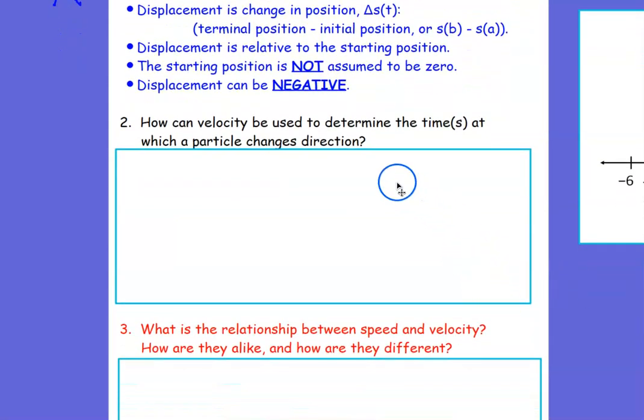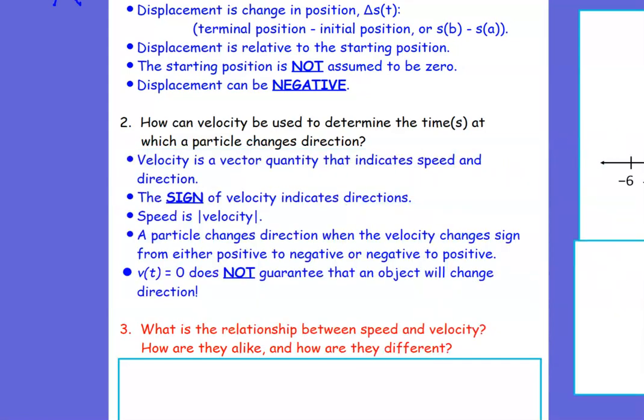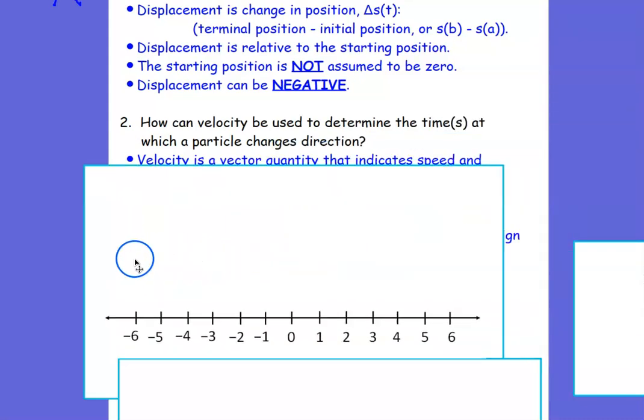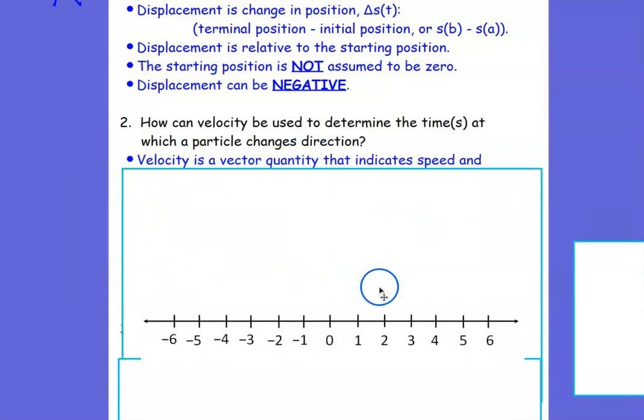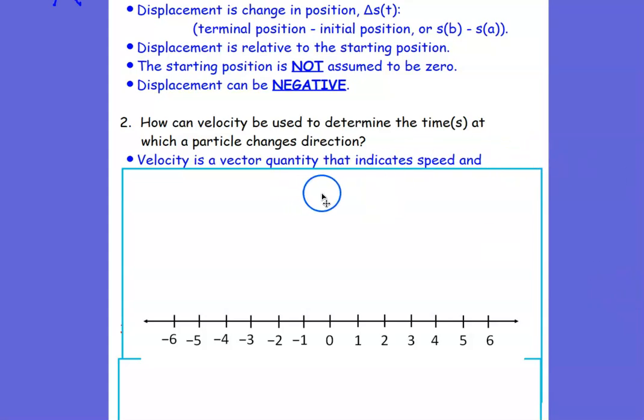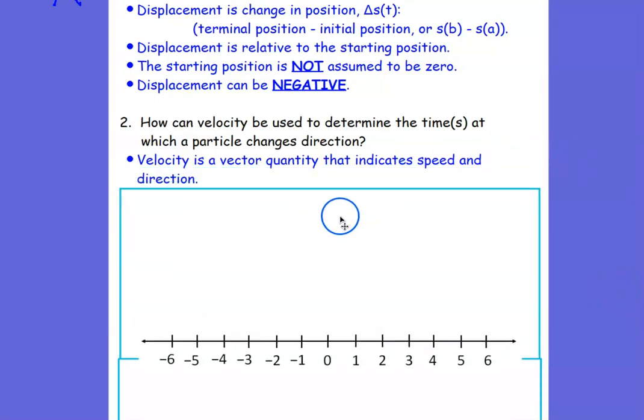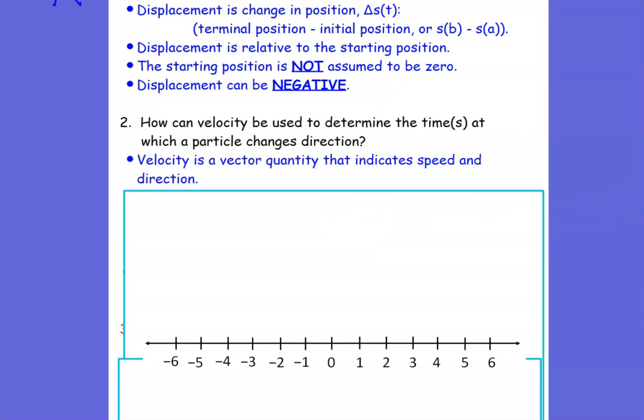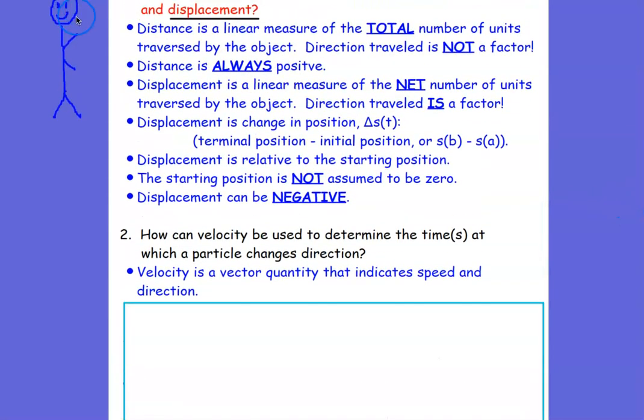All right, how can velocity be used to determine the times at which a particle changed direction? We might have to bring our happy math guy back in to help us out with that in just a second, so let's do this. Things to know about velocity. Velocity is a vector quantity that indicates speed and direction. I already talked about that. I'm trying to get my happy math guy to come back. There he is. Come on down here, buddy. There you go.